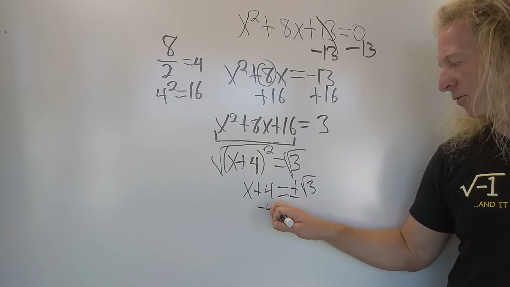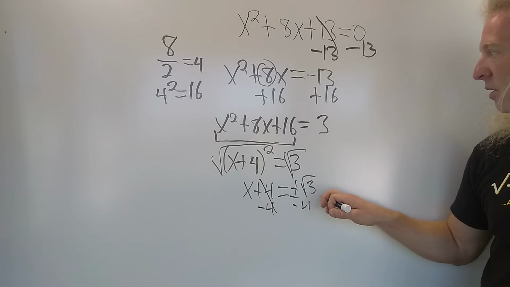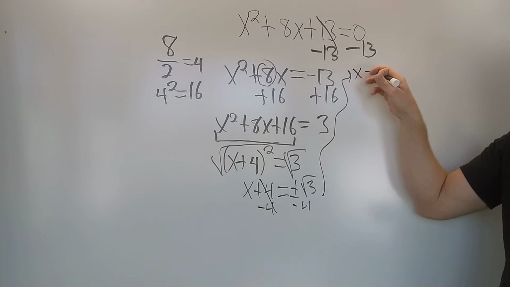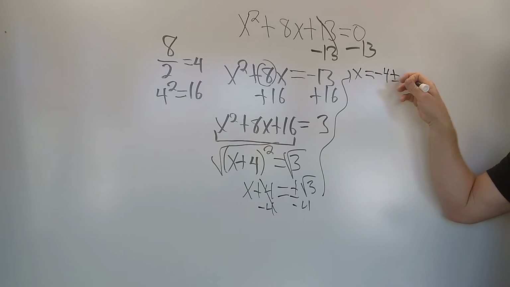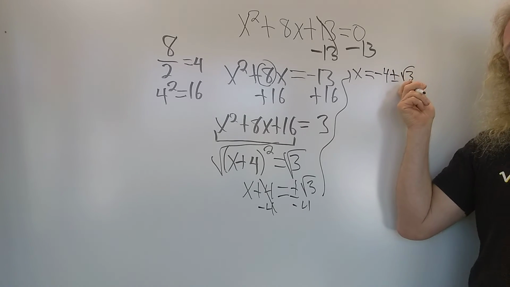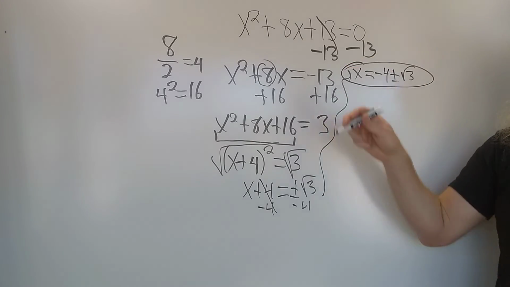Last but not least, subtract the 4. So minus 4. So you end up with x equals negative 4 plus or minus square root of 3. You can put the plus or minus first, but you don't have to. And that's the final answer.